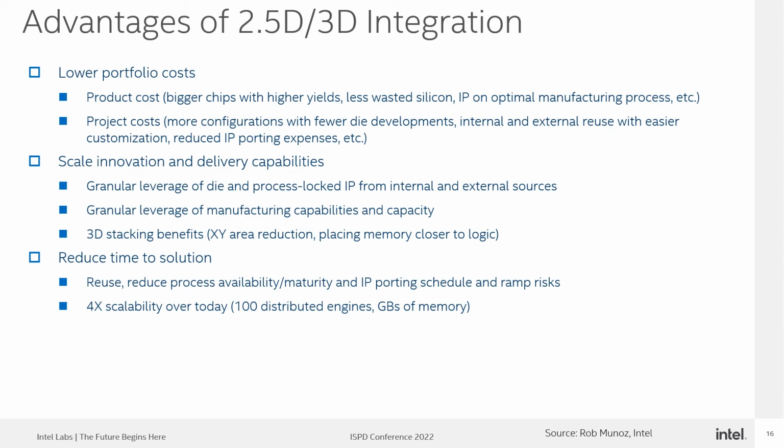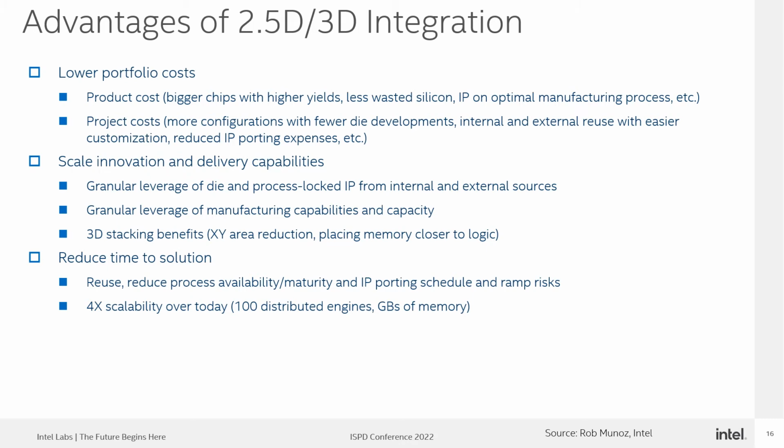So everything looks really good, and these are the advantages of 2.5D and 3D integration. I don't have to repeat what people have said already. It lowers portfolio costs, it lowers product costs, it lowers project costs. We can scale innovation and delivery capabilities because we can go faster in SKUs. We can make one product and make alternatives of the same product very fast. So it's a granular leverage of die and process locked IP from internal and external sources. We can have granular leverage of manufacturing capabilities and capacity. We can mix and match process technologies, foundries, OSATs, assembly, test, everything together to bring together a solution.